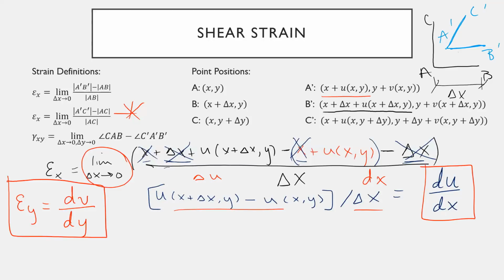All right, so the last one is the shear strain. Okay, so for shear strain, we want to take the limit of delta x and delta y going to 0.